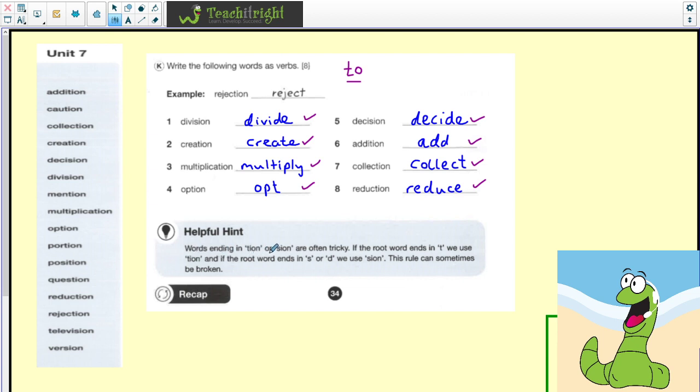Words ending in TION and SION are often tricky. If the root word ends in a T, we use TION. If the root word ends in S or D, we use SION. This rule can sometimes be broken. Like all of our rules, that doesn't apply every single time.